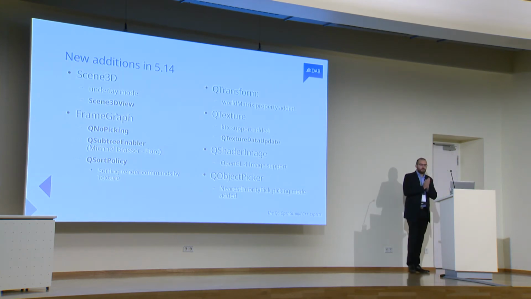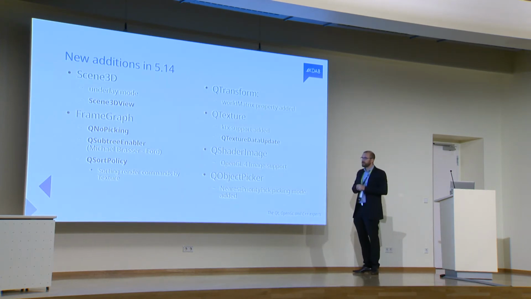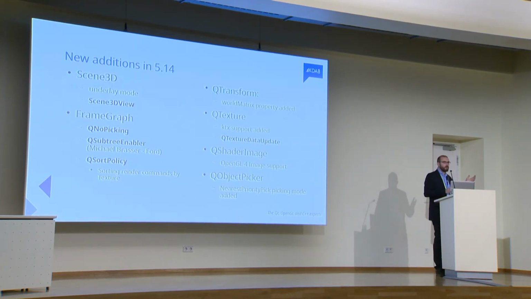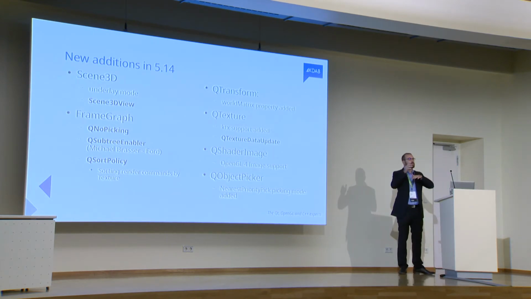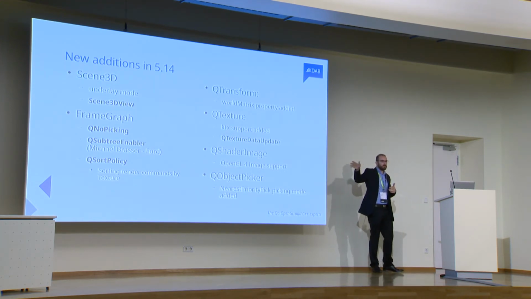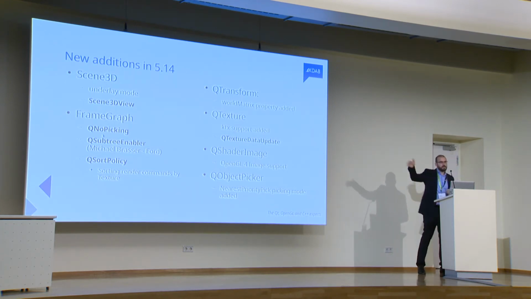When it comes to the frame graph, we've added quite a few things as well. We've got the QNoPicking node. That's a way to prevent having any picking done in a branch of your frame graph. So typically, if you've got two viewports, there might only be one viewport where you want to select objects, while you don't want anything to be selectable in the secondary viewport. With the QNoPicking, you can disable selection on that second viewport.